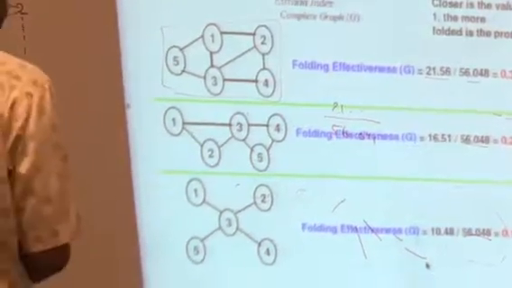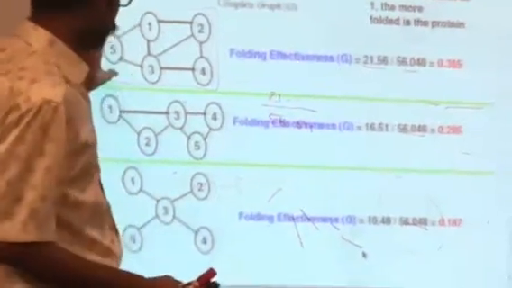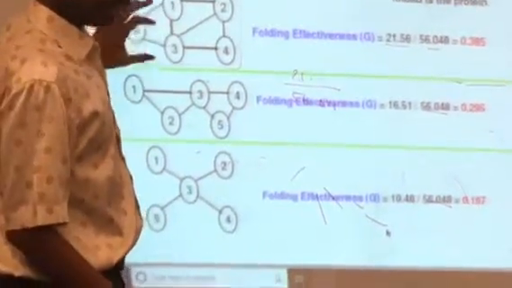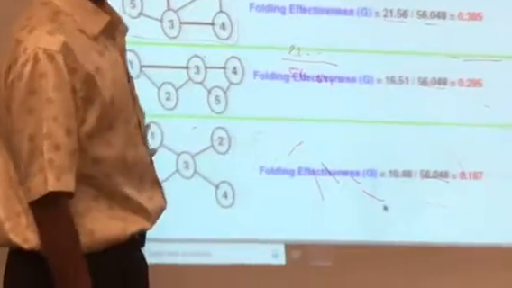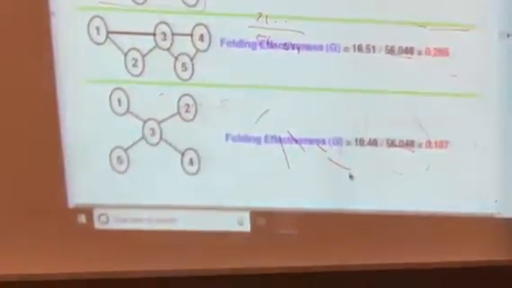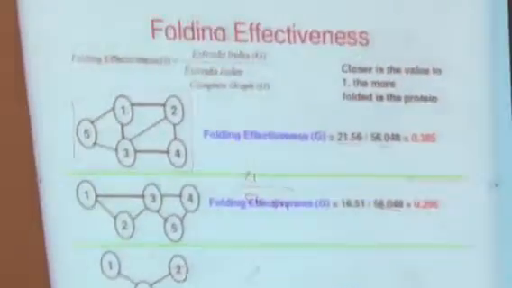So the more you go as a chain, so this is more complete or folded. This is relatively less folded because look at the ratio. Folded. Okay? And if you go as a chain, it's going to be even less. Okay?